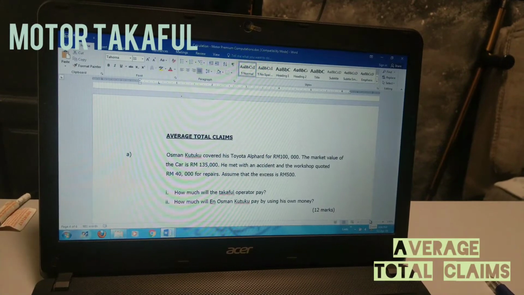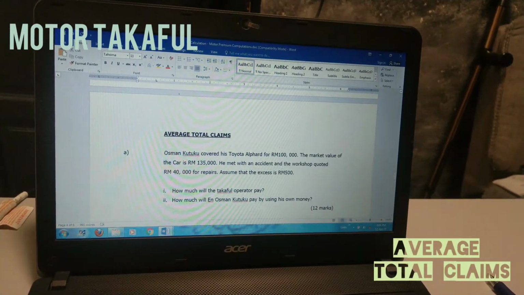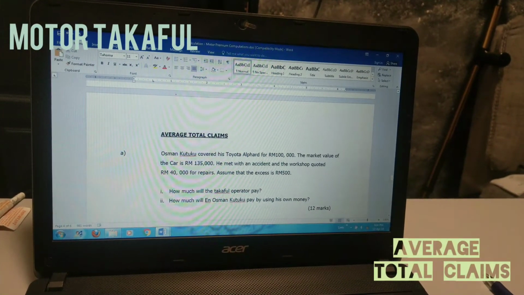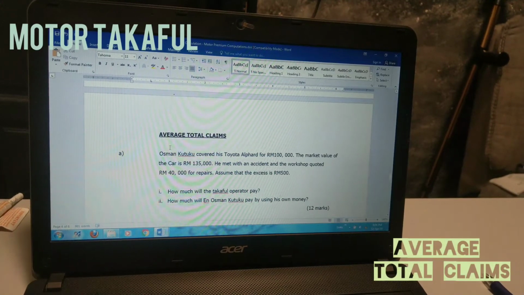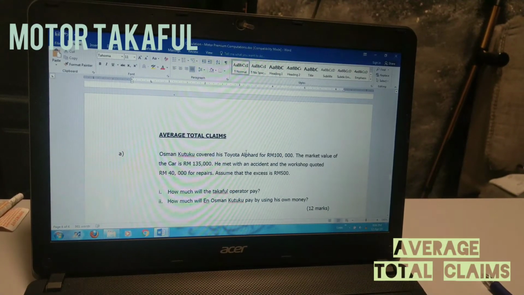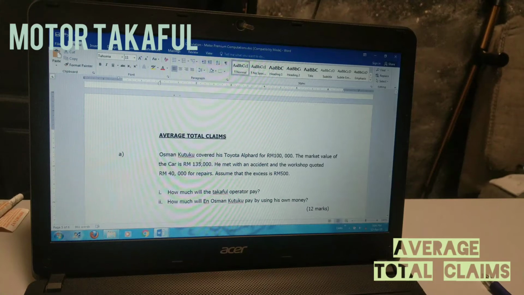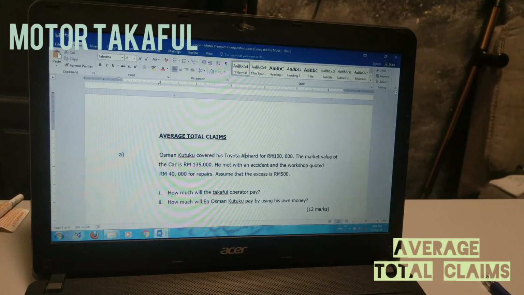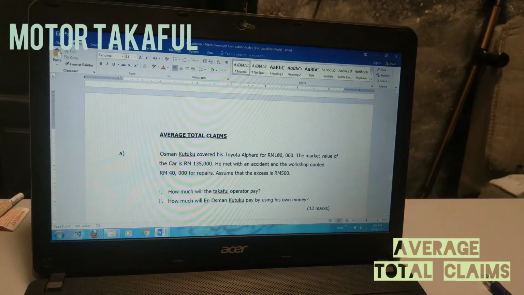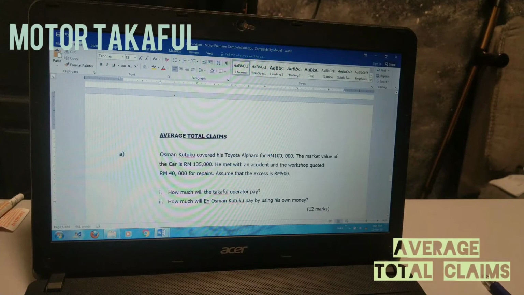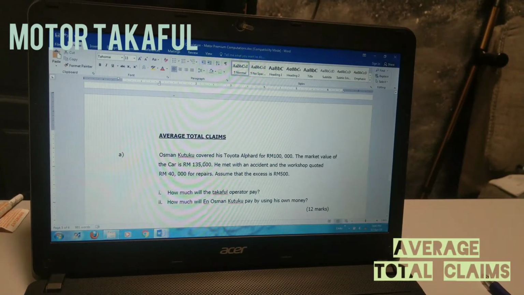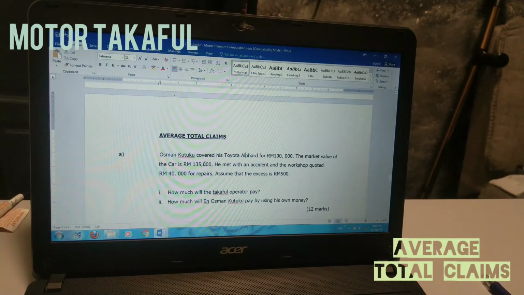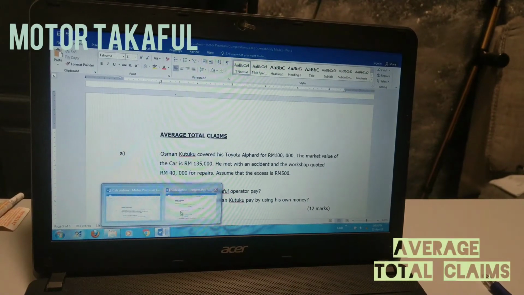Why do we want to calculate average total claims? Because normally the case is when the insured, which is the participant, Osman Kutuku, covers his car for less than the market value. The market value at that time is 135,000. However, he only insures 100,000. So instead of giving full payment, what the Takaful operator will do is they will pay on an average total claim basis.